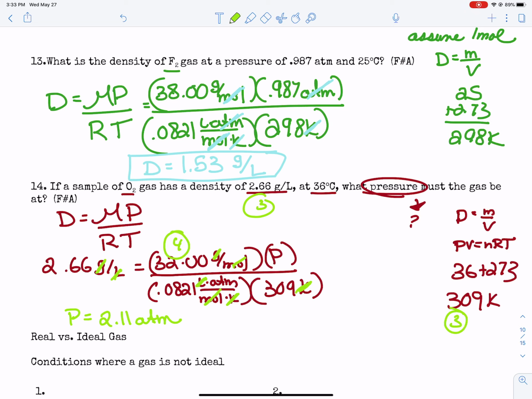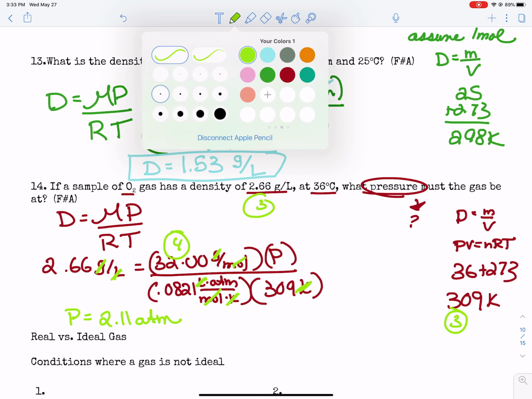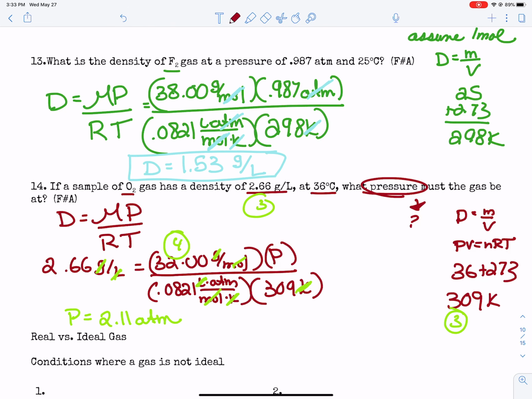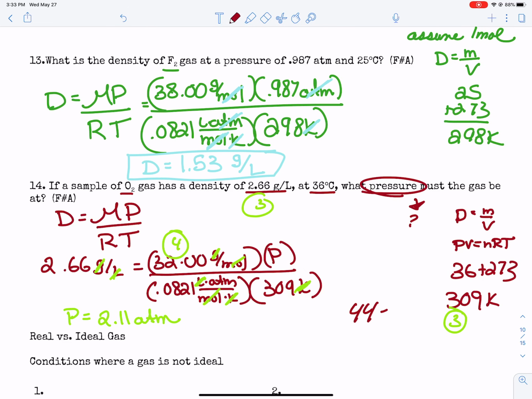So there's lots of different ways to do questions like numbers 12, 13, and 14, but I like using those formulas that we derived. So the homework that corresponds to this is numbers 44 through 52, okay?